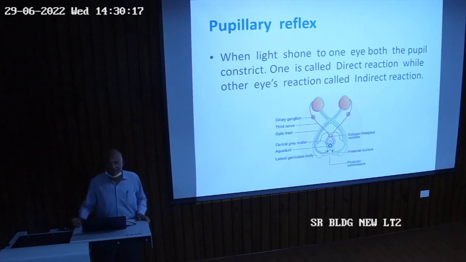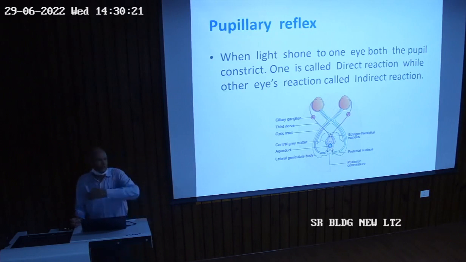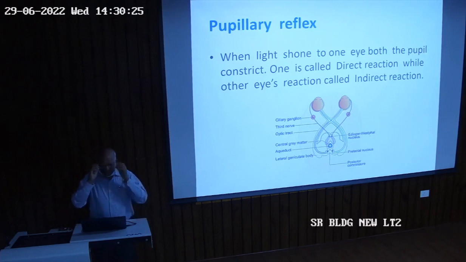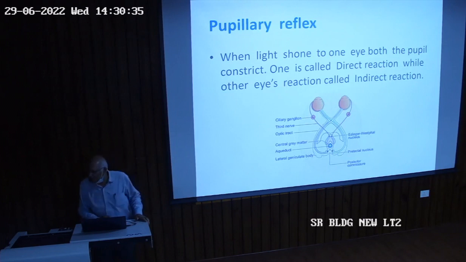Then I will ask, tell me the visual pathway of this one. From where the light goes and what is the reaction. This is the pupillary light reflex pathway. When light is shown to one eye, both pupils constrict. This is another question: why do both pupils constrict? First, I'll tell you this visual pathway, then I'll explain. Suppose the light is shown to one eye.